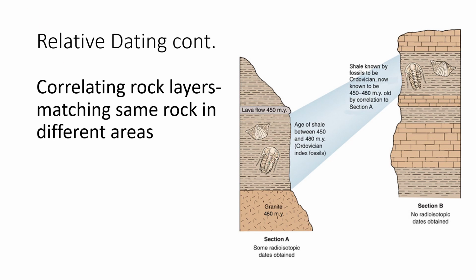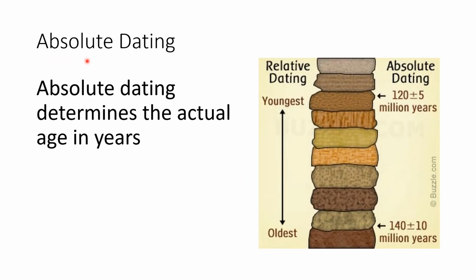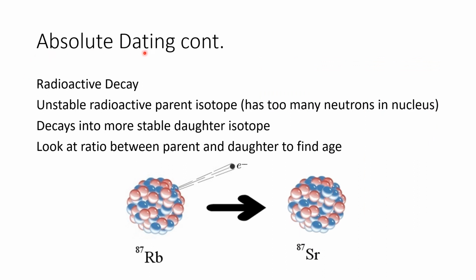So the other major type of dating practice is called absolute dating, and this is when we can get the actual age in years of a rock or a fossil or something. So while relative dating, we could just tell what was older or younger than something else. With absolute dating, we can actually tell exactly how many years old something is. So absolute dating employs known rates of radioactive decay.